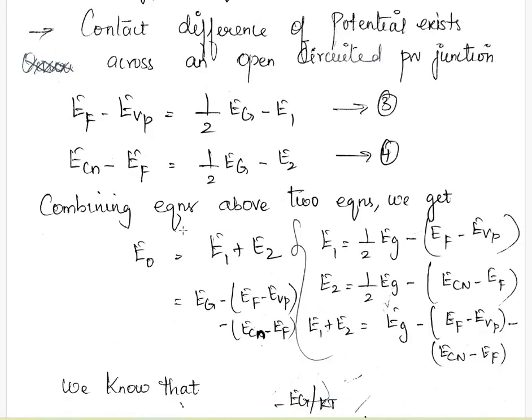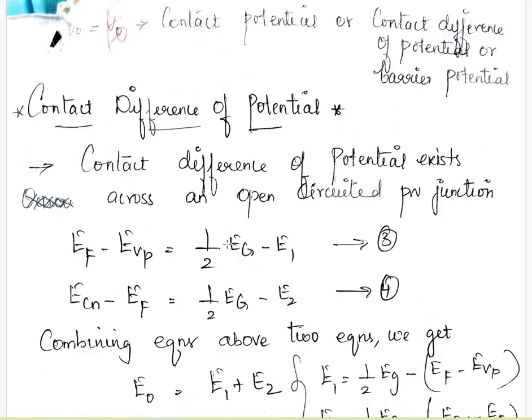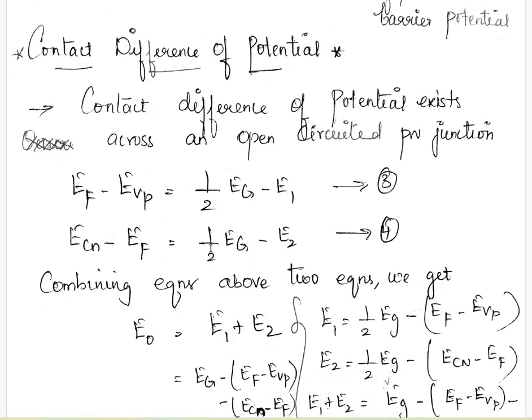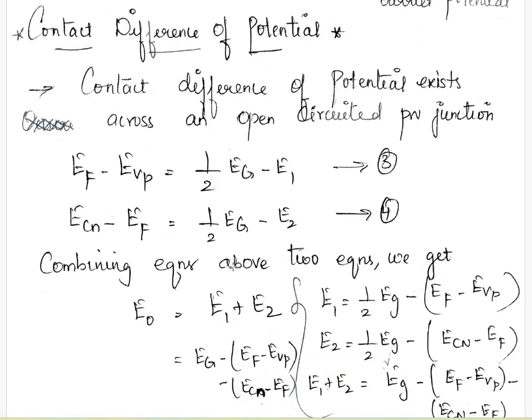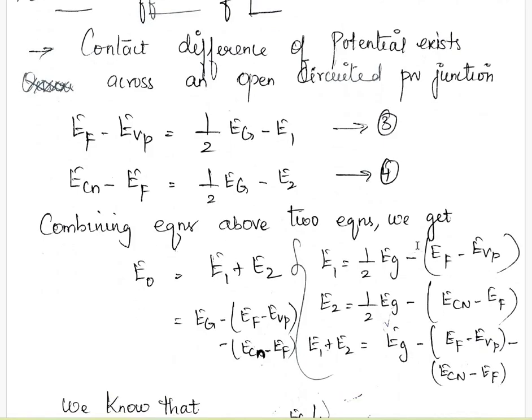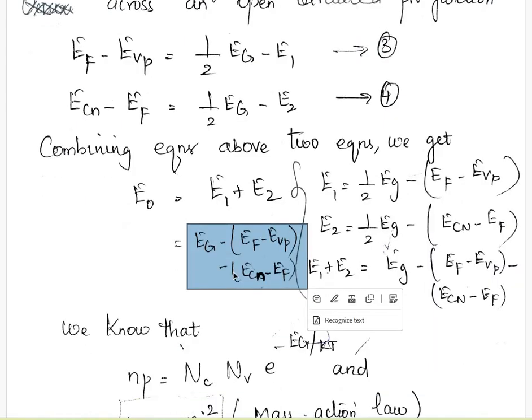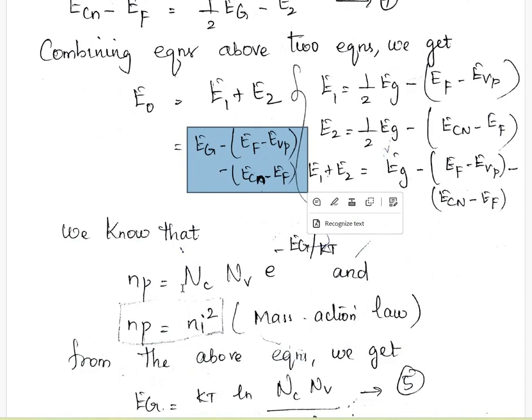Combining the equations, E naught equals E1 plus E2. We have the values for E1 and E2, so it is equal to half Eg plus half Eg, which is Eg, plus EF minus EVP plus ECN minus EF. So E naught equals this value. To find this we need the values for Eg, EF minus EVP, and ECN minus EF.